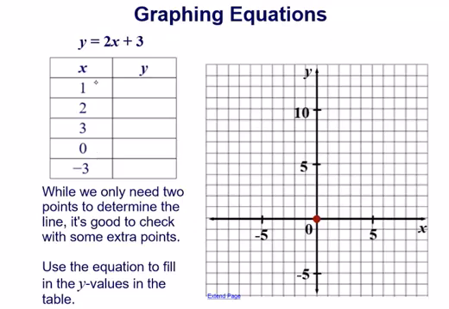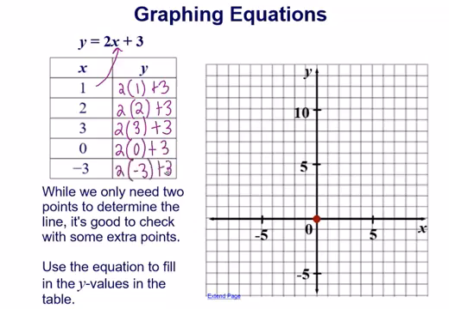For example, if x equals 1, we can substitute that into the equation, and that would give us a y value of 2 times 1 plus 3. If x equals 2, the y value would be 2 times 2 plus 3. If x equals 3, the y value would be 2 times 3 plus 3. We would have for 0, 2 times 0 plus 3. For -3, 2 times -3 plus 3. We're inputting each x value into the equation so we can see the y value.